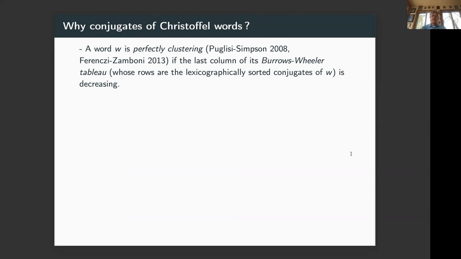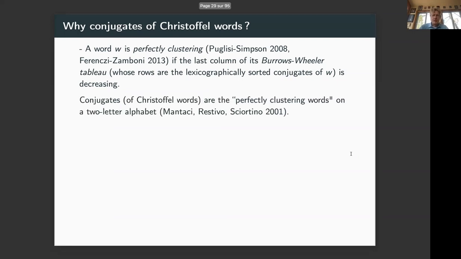It means that the last column of its Burrows-Wheeler tableau is decreasing. Let me give an example. You see this word AABAB. I take all its conjugates and write them in a tableau, row by row, in lexicographic order, which means that the smallest one is the upper one, and so on. Now you look at the last column of this tableau, and you see that it's a decreasing word, BBAAA.